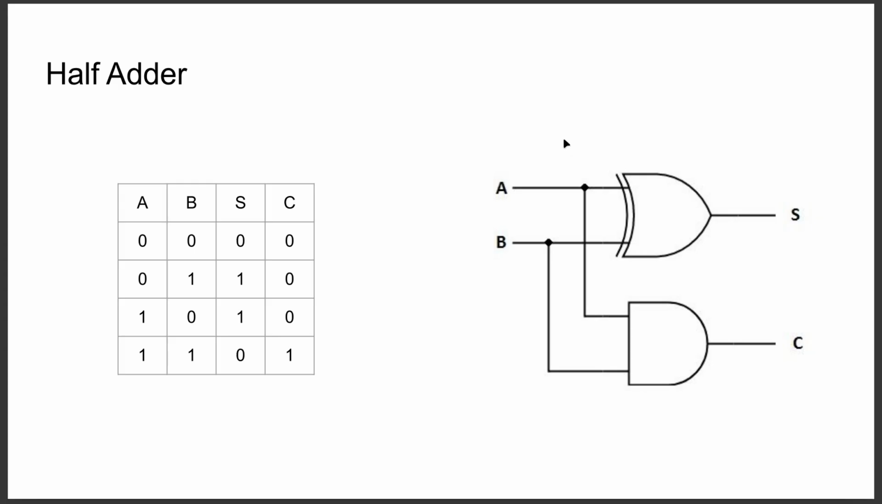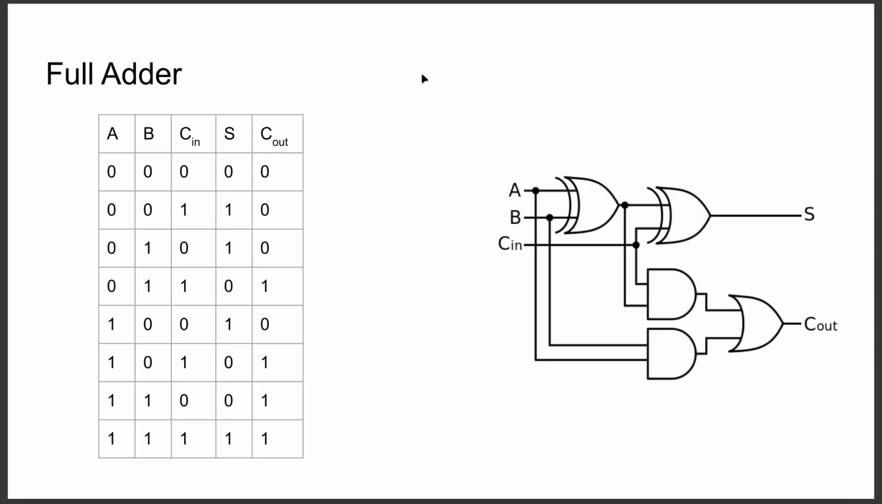So this is the truth table for a half adder. This is how it would be implemented, and this is the truth table. A full adder is a little bit more complex. This is how it would be implemented, and this is the truth table that you can see.